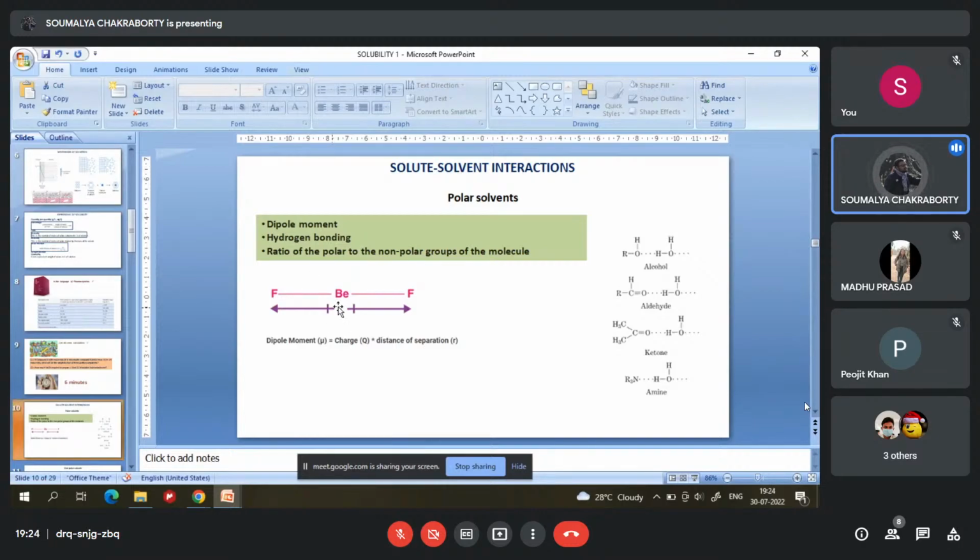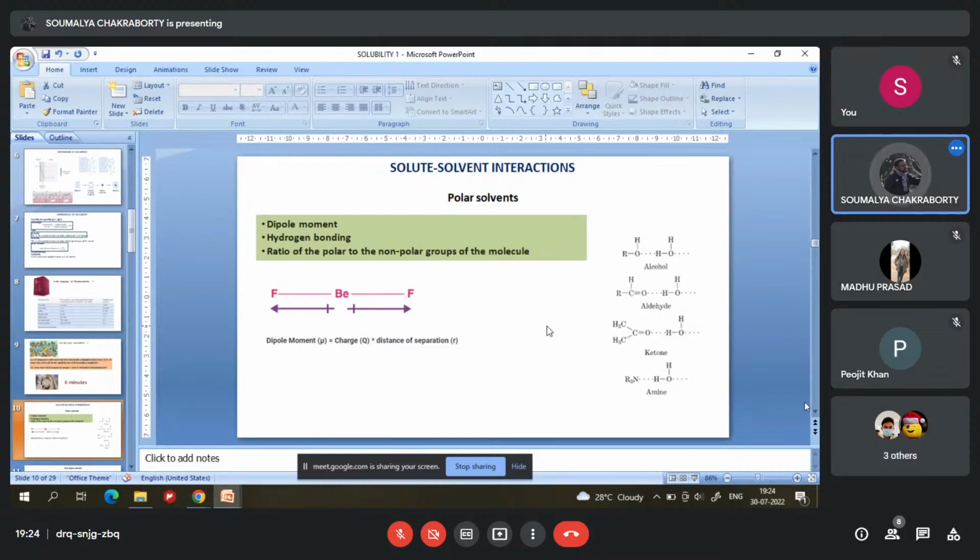This is an example of beryllium difluoride. Here beryllium is the center. You can see here fluorine atoms are much more electronegative in comparison to beryllium, and they are basically attracting the electron clouds towards them, while beryllium is becoming electron vacant. So it is taking a positive charge, and the fluorine is taking a negative charge, and it's a product of charge with the distance of separation. This is the distance of separation. Okay, so this is dipole moment.